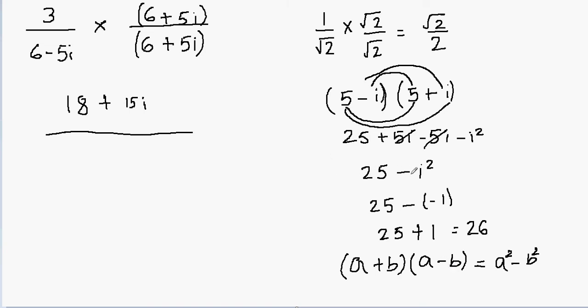If you see this 25 minus i squared, you can see that this is our a, this is our b, a minus b, and then a plus b. Whenever you have a square number subtracted by another square term, you can write that as a product of two binomials, a plus b and a minus b. So the same thing we can do here, when we have 6 minus 5i and 6 plus 5i. We have the same thing here, and we can write that as a difference of two squares.